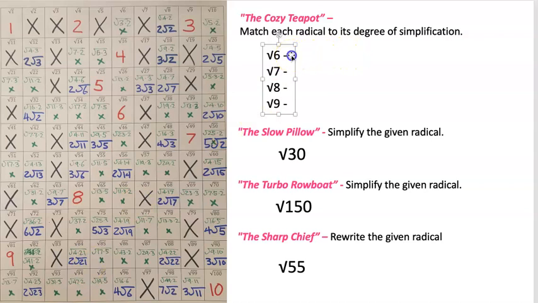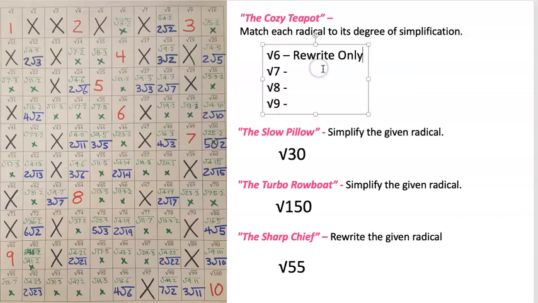Some of them can be rewritten only. So if you look at the square root of 6, you can rewrite that as the square root of 3 times 2, and then you're done. That's all you can do. You can't simplify that any further. So the square root of 6 is what I call a rewrite only, okay?